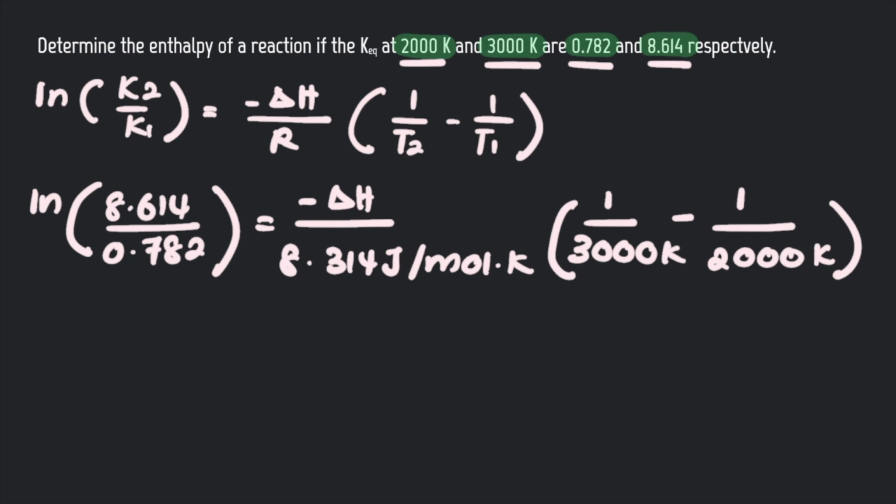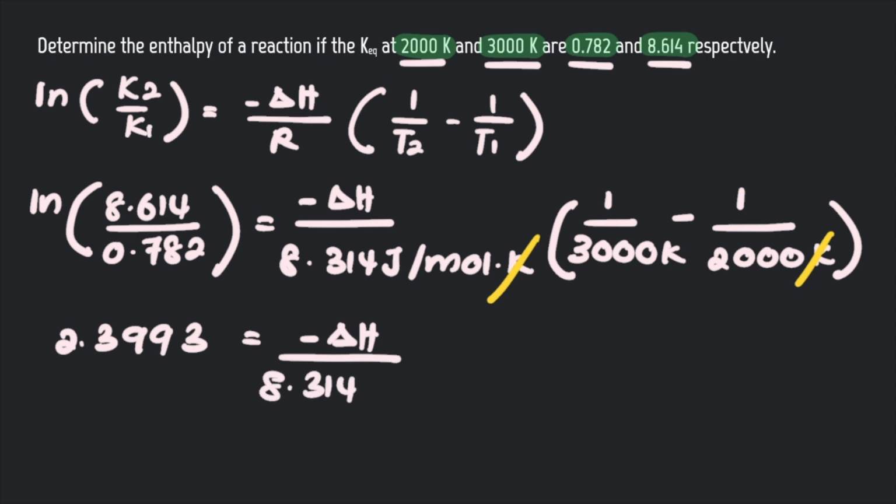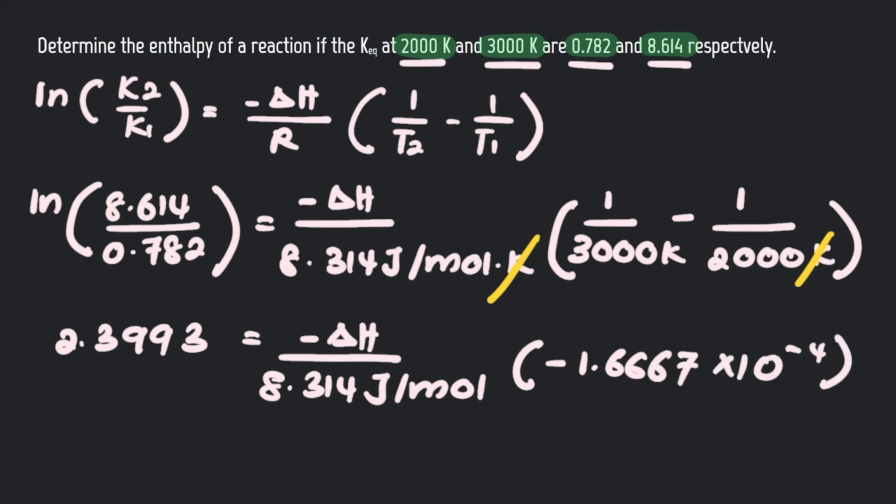Since we have Kelvin in two different places, we can cancel that out. So supposedly you will get 2.3993 is equivalent to negative delta H divided by 8.314 joule per mole, and here will be negative 1.6667 times 10 to the power of negative 4.